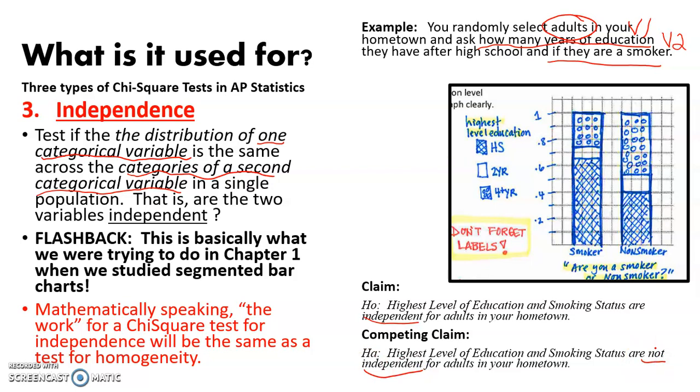Now, mathematically speaking, the work for the chi-squared test for independence is exactly the same as the test for homogeneity. So the only thing that's different between 2 and 3 here is how you set up the null and alternate hypotheses. Everything else is identical for the 2 tests. All right, so 3 tests: goodness of fit, homogeneity, and independence. Today, we're not going to run any of these tests, so we're going to go through how to identify which one is which and the steps to do each of those in future videos.